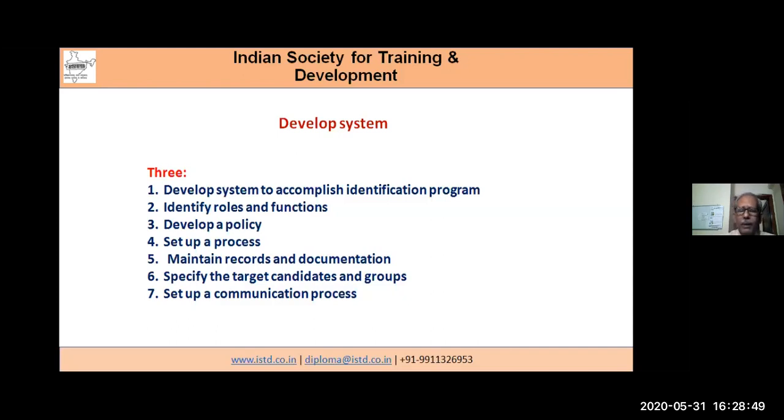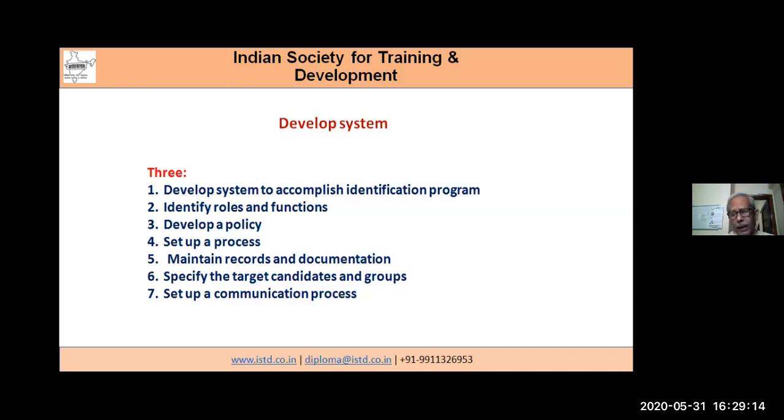Okay, so develop a system, and identify the roles and functions. Who are the people who are going to do what? Something may be done by the HR department, maybe by the training and development department, maybe by the L&D department, something from the central office level. So what are the roles and functions of different people, who is going to do what, that has to be systematically developed.